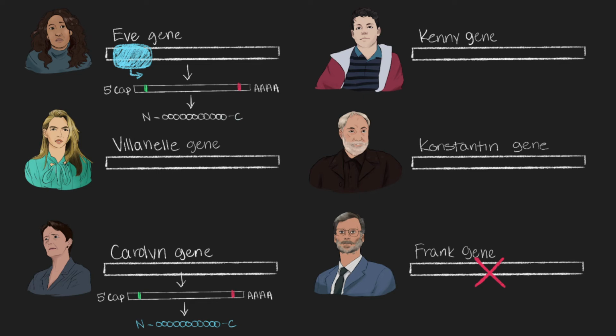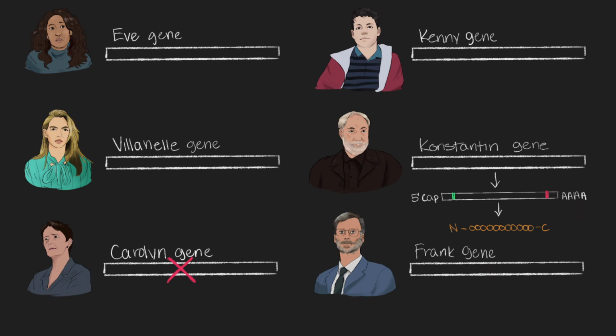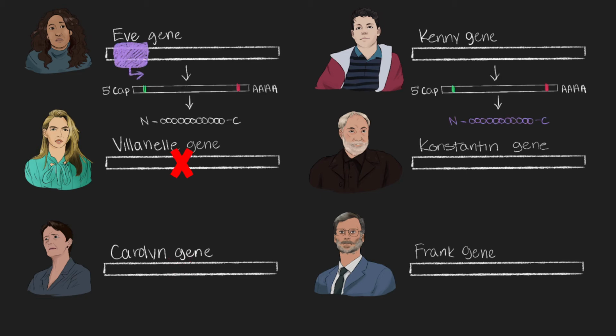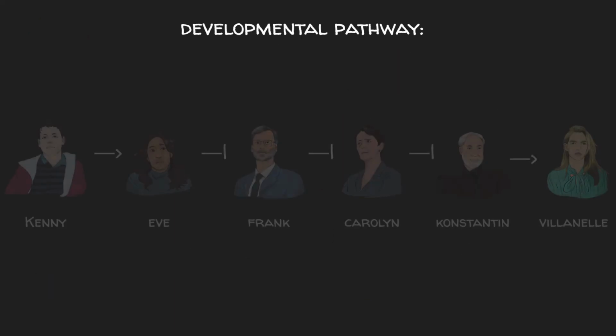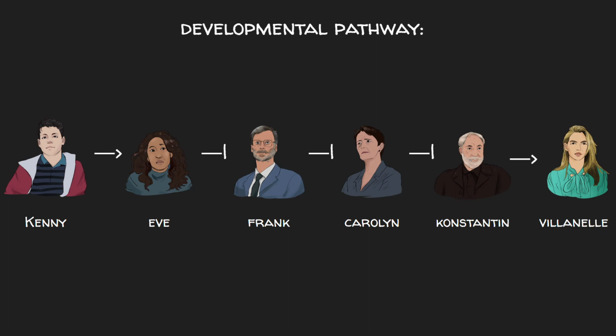Due to her involvement with the organization responsible for the assassinations, the Carolyn gene is inhibited by the Constantine gene. Because she is no longer producing an Eve transcribing product, Eve cannot continue her investigation. However, at the last minute, Kenny comes in and stimulates transcription of the Eve gene, which inhibits the Villanelle gene. Phew, that was a lot. Here is my best rendition of the developmental pathway as shown below.